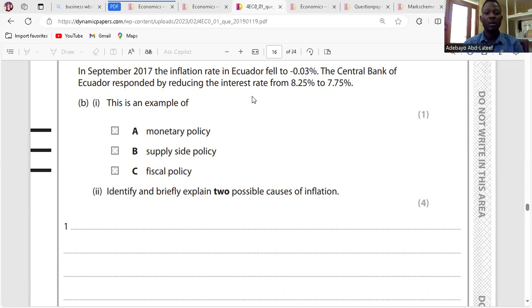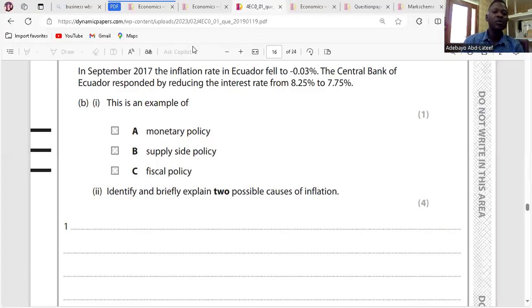So we have question B, right? 1B, okay. In September 2017, the inflation rate in Ecuador fell to 0.03%. The Central Bank of Ecuador responded by reducing the interest rate from 8.25 to 7.75. This is an example of what? September 2017, the inflation rate in Ecuador fell. So based on this, they reduced the interest rate from 8.25 to 7.75. That means there's a fall or a cut in the interest rate. Now, this is an example of what? It's monetary policy. Why is it monetary policy?